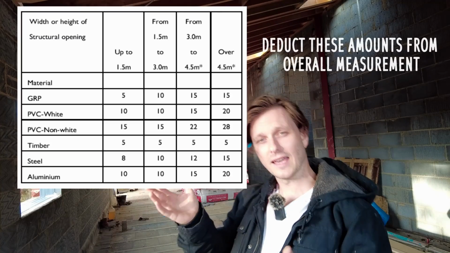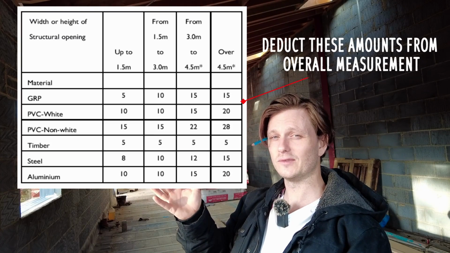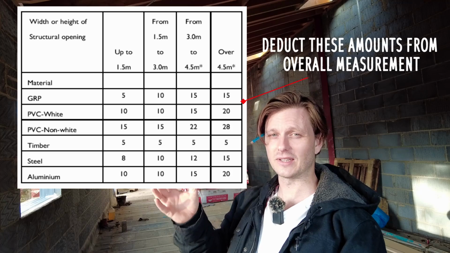In terms of the gap that you need to leave around the outside, here's a handy chart. It should be helpful for you. Pause it if you want to have a look. I'm going to deduct 10 mil from everything apart from my gable end, because that's over 3 meters, and I'll show you about that later.